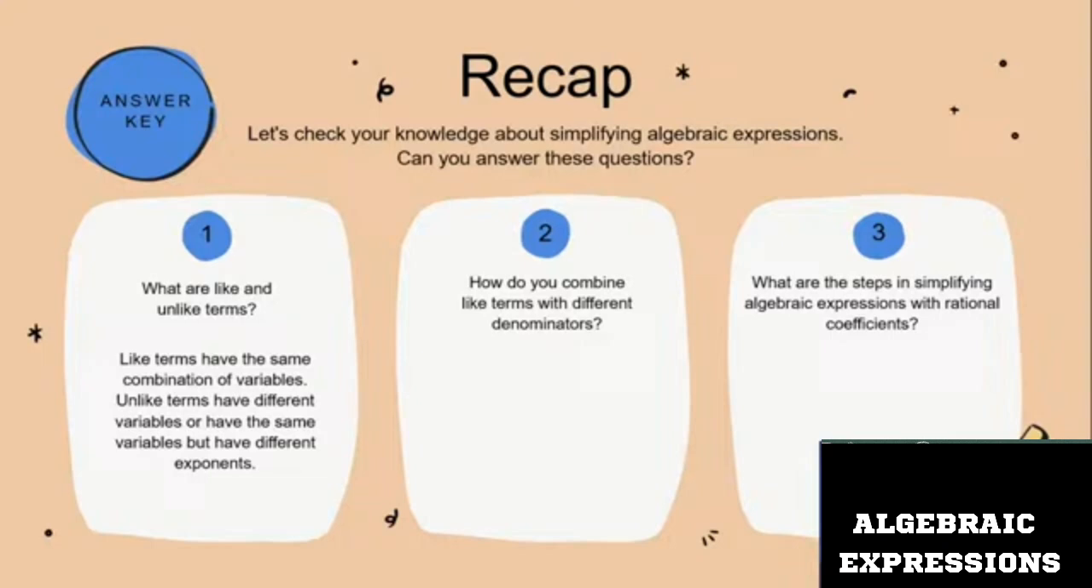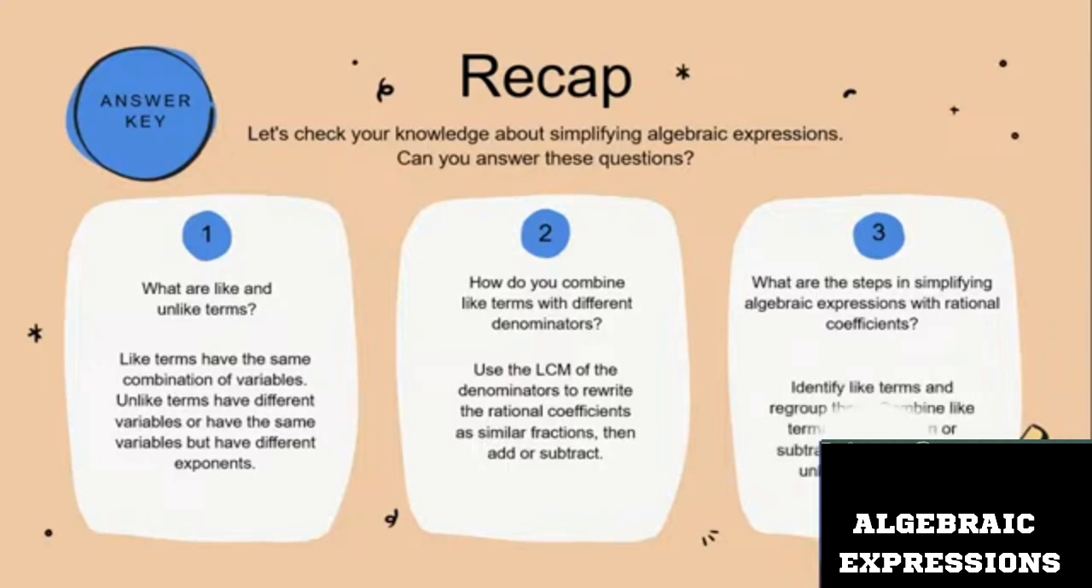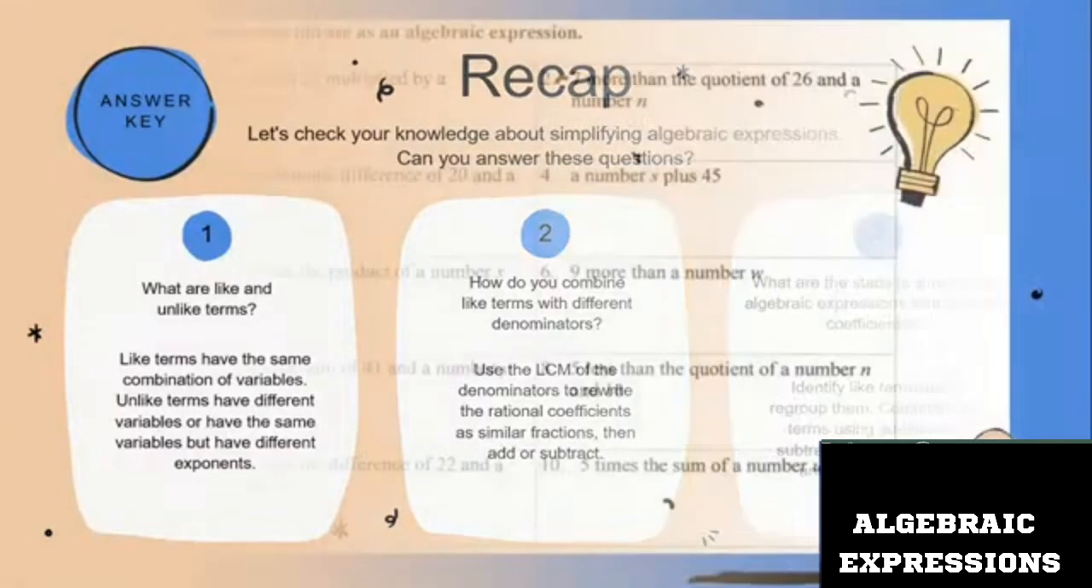And the second question was, how do you combine like terms with different denominators? To combine them, you simply use the lowest common multiple of the denominators to rewrite the rational coefficients as similar fractions. Then you either add or subtract depending on what the question requires of you. Then the steps which you take in simplifying algebraic expressions: identify like terms, group them together, combine like terms using addition or subtraction, the unlike term, just maintain it as it is.